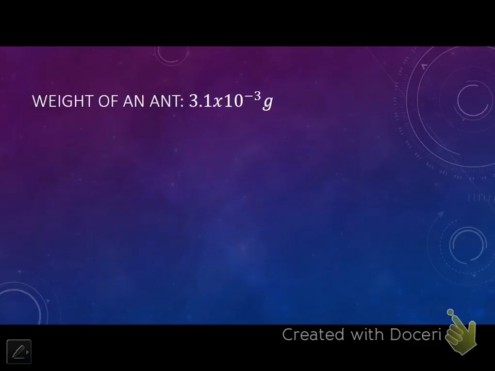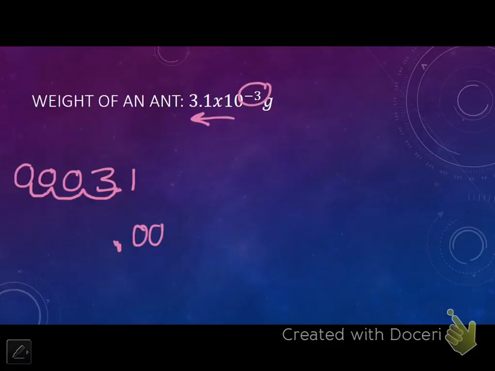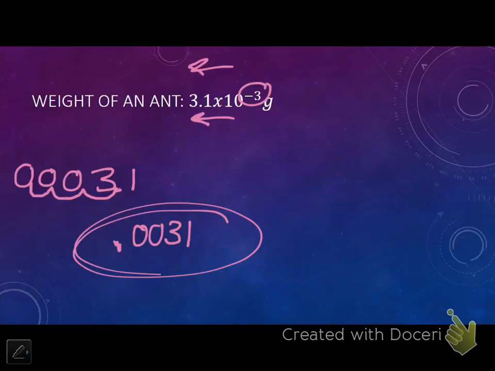Okay, so this one, we have a negative this time. So we're going to move to the left. Okay, so we're going to have 3.1. We're going to add a bunch of zeros to the left because it's negative. So we're going to move left 3. So 1, 2, 3. So we're going to have 0.0031 for this one. Okay, and you can think of it as, we're talking about the weight of an ant. Well, we know the weight of the ant's going to be extremely small. So we know it's not going to be getting bigger by going to the right. It's got to get smaller by going to the left. So here we go.